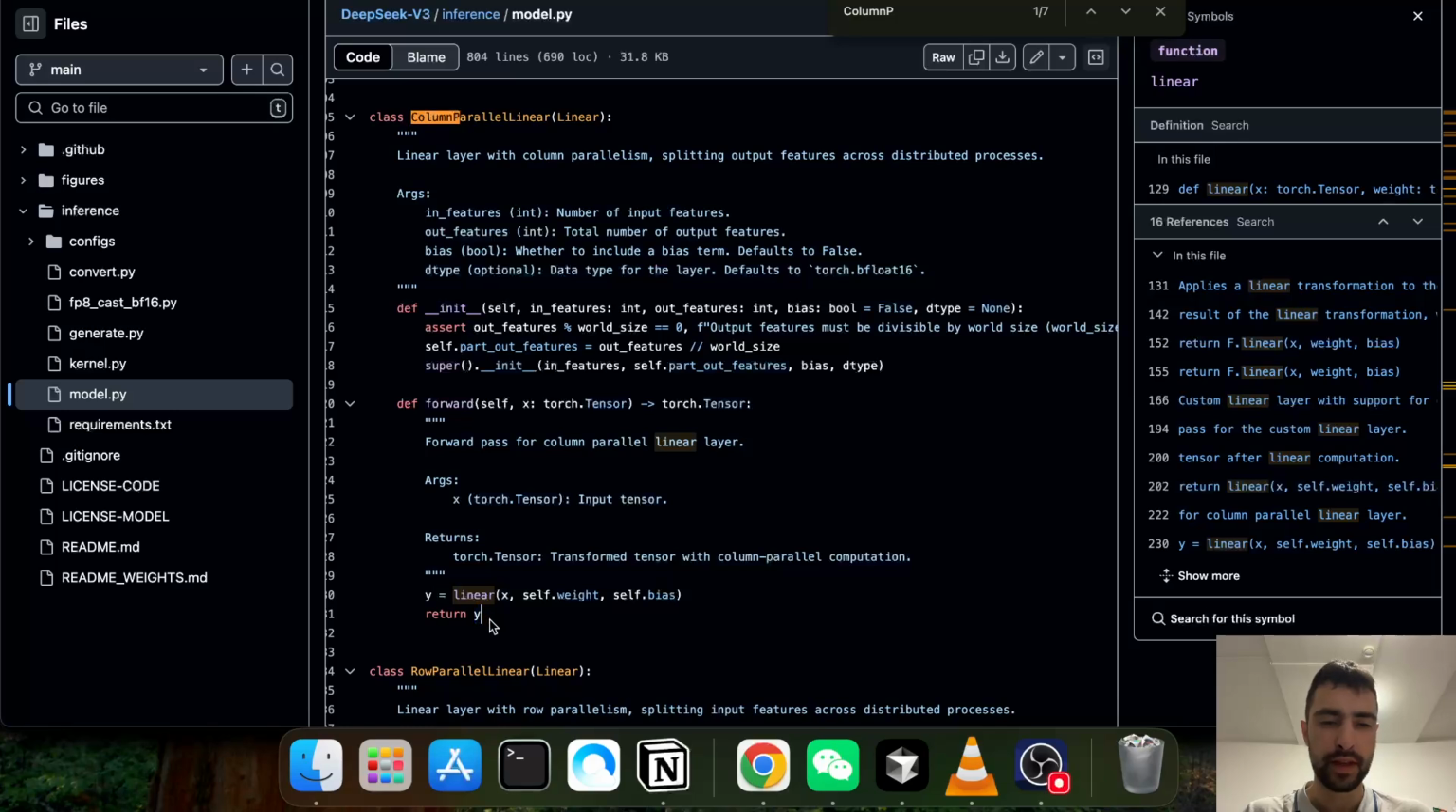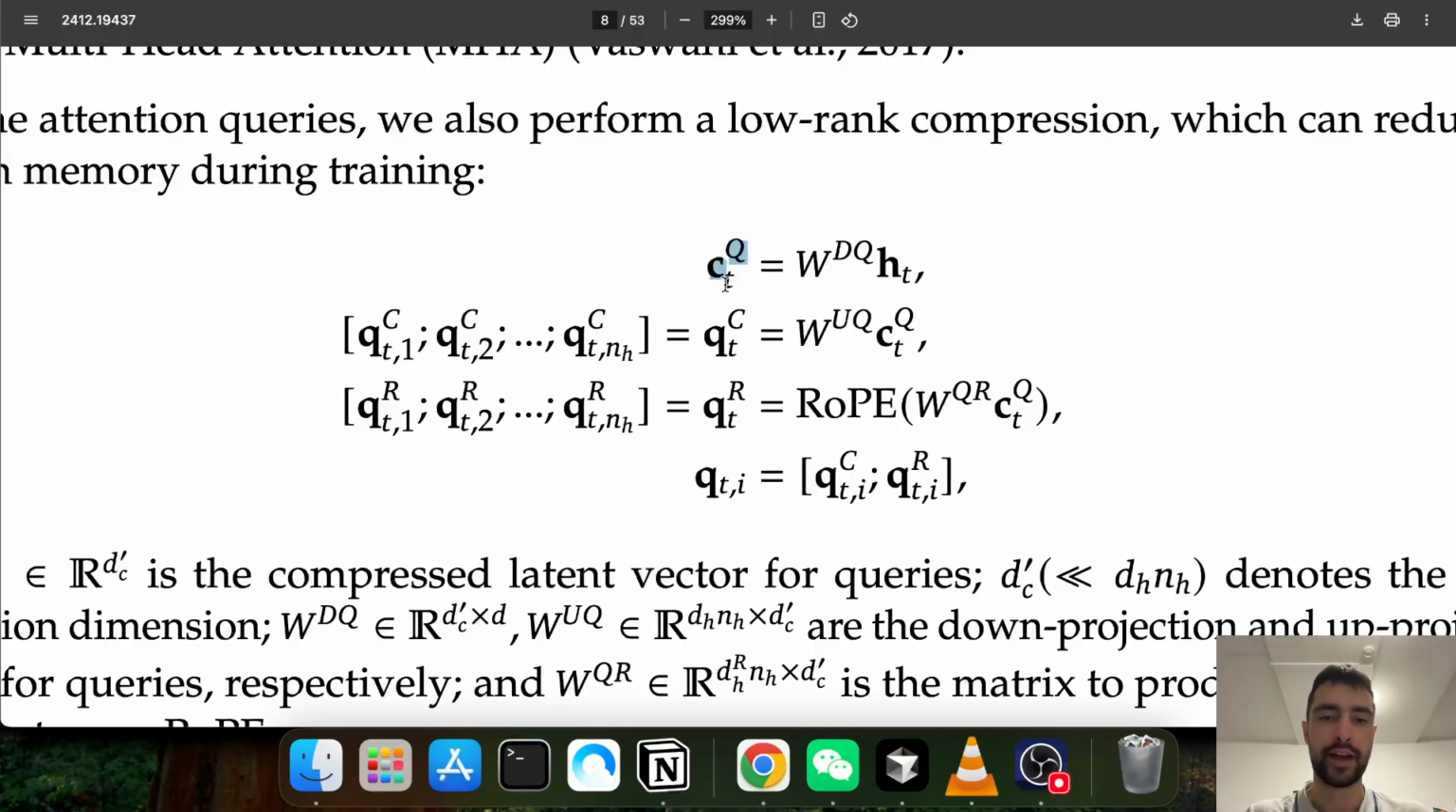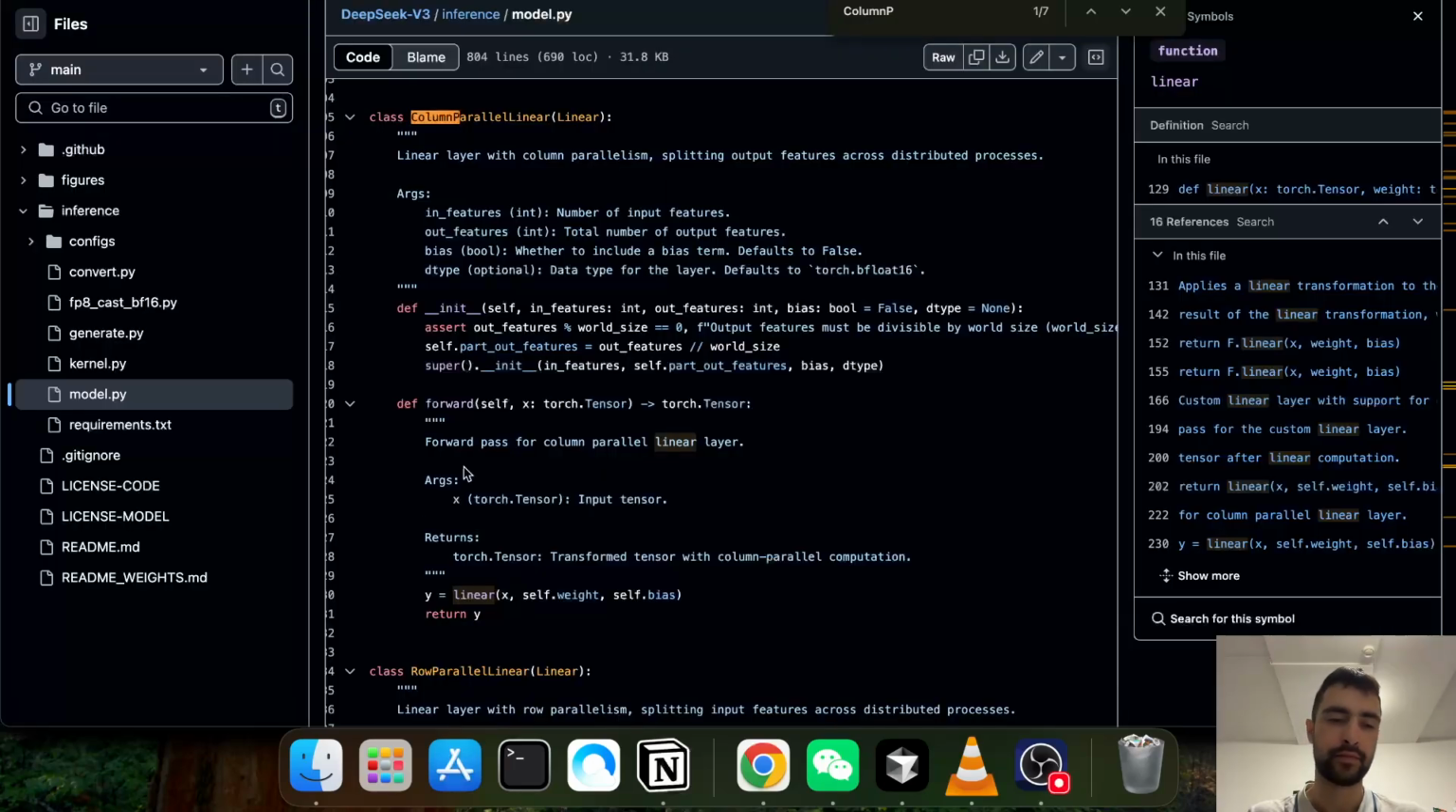So this y would be just a part. If we have multiple GPUs, it would be just the part of this vector, or if we have just one GPU, then it would be this whole vector. And we also have this linear implementation. This is also what DeepSeek implemented. It's basically a linear layer, but it also has some handling of different quantizations and different data types that I will talk about later when we get to quantizations.